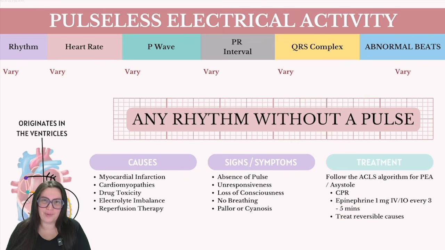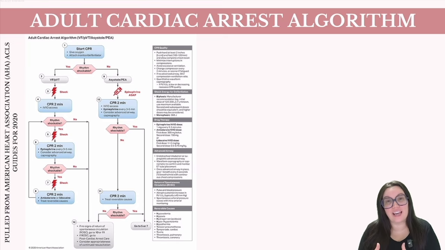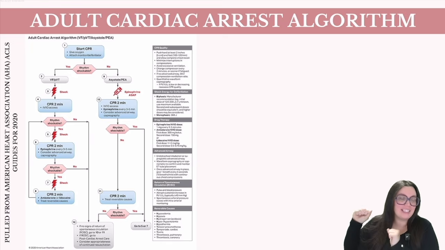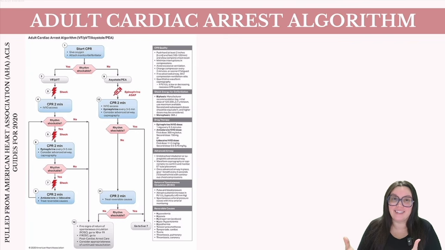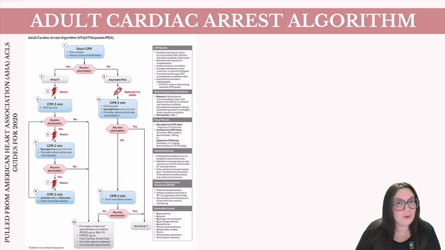So again, here is the ACLS algorithm when it comes to adult cardiac arrest, more specifically ventricular fibrillation, pulseless ventricular tachycardia, asystole, and PEA. We're not going to be going heavily into this because I do have an entire ACLS video that talks about this in depth, but just know, depending on what's going on, you're going to follow one side if you have ventricular fibrillation or pulseless VTach, or you're going to follow the other side when it comes to asystole and PEA.